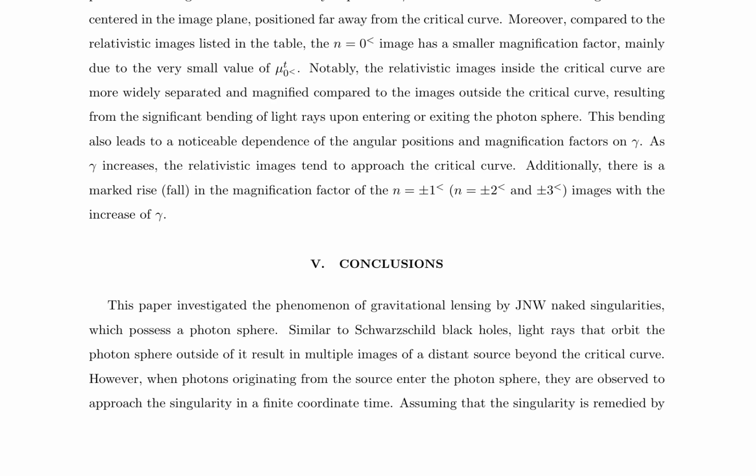In conclusion, this paper has investigated the phenomenon of gravitational lensing by JNW naked singularities, which possess a photon sphere. The results show that light rays orbiting the photon sphere outside of it result in multiple images of a distant source beyond the critical curve, similar to Schwarzschild black holes. However, when photons enter the photon sphere, they approach the singularity in a finite coordinate time, assuming the singularity is remedied by quantum gravity or other mechanisms.